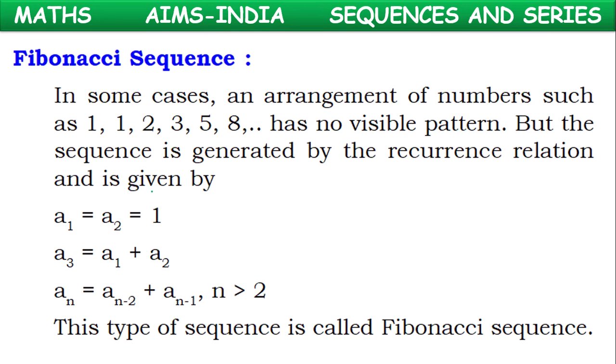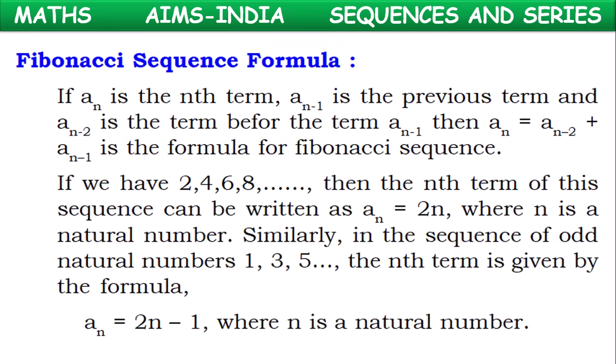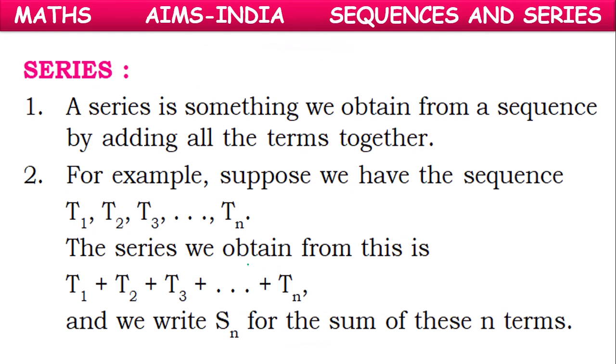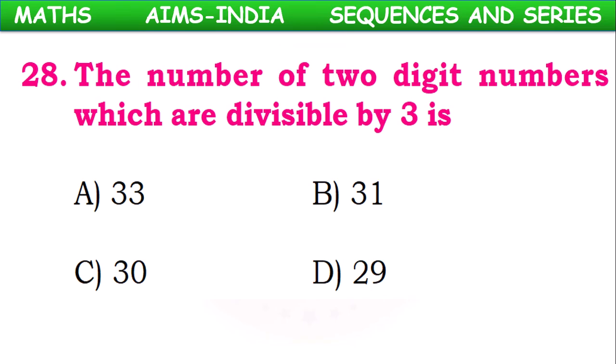Fibonacci sequence means there will be no visible pattern. Just by seeing the sequence, we cannot observe the relation between the terms, but there will be a recurrence relation between them, which is given by an equal to an minus 2 plus an minus 1, where n should be greater than 2. Okay, children. So remaining topics we can learn in our next video.